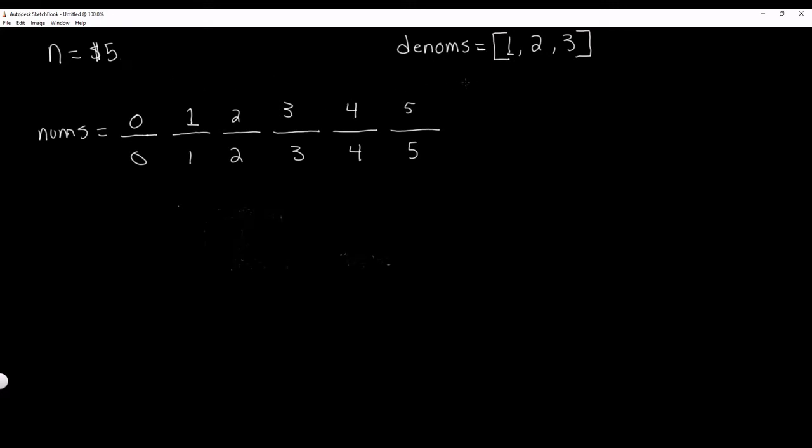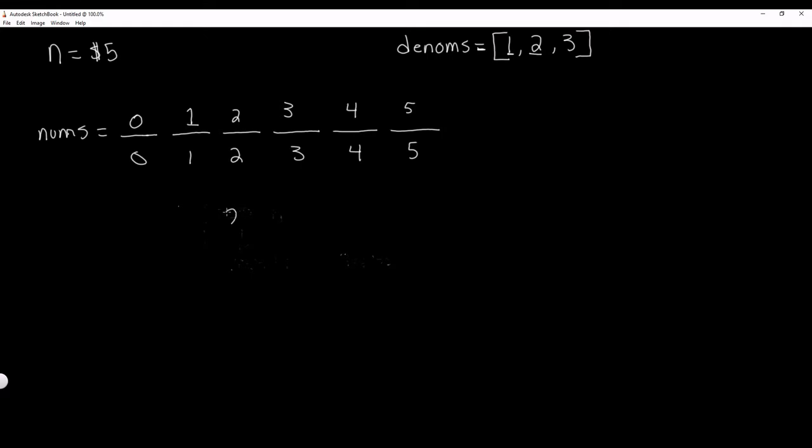So now we're on coin denomination number 2, and we start iterating throughout our nums array, and we say, is 2 less than or equal to 0? Well, no, it's not. So that means that we cannot make change using a $2 coin denomination for $0. And then we check, is 2 less than or equal to 1? No, it's not. Is 2 less than or equal to 2? Well, yes, it is. So that means that we can make change for $2.